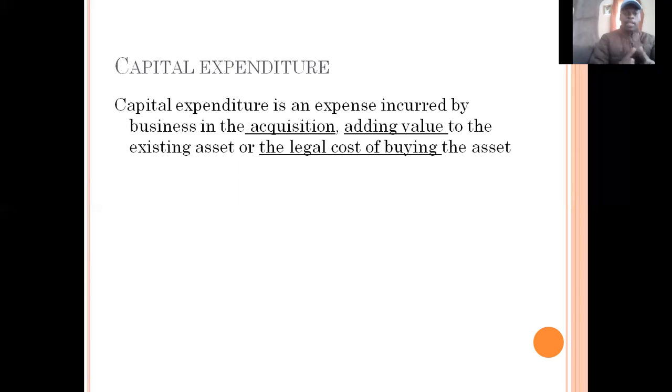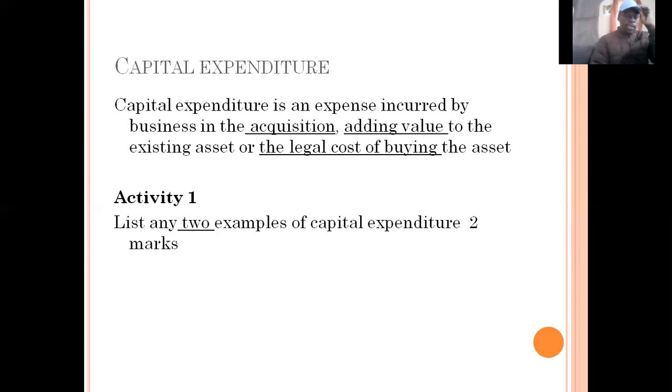So it's very critical as an accountant to know whether this is a capital expenditure or a revenue expenditure. By definition, capital expenditure is any expense incurred by the business in acquiring an asset, adding value to an existing asset, or any legal cost of buying a new asset. All those we call capital expenditure.